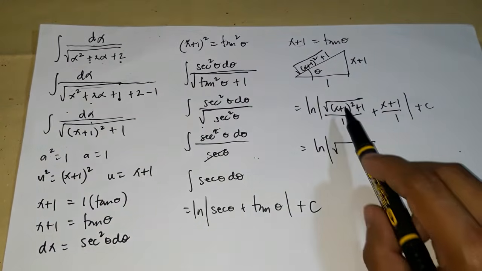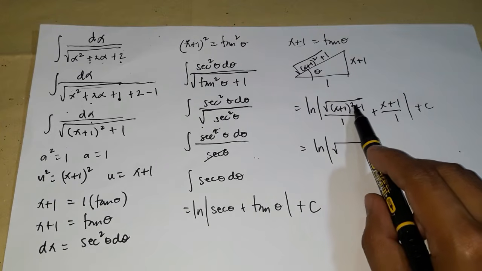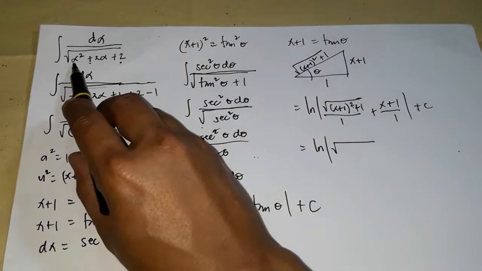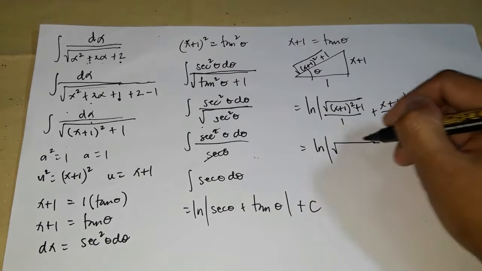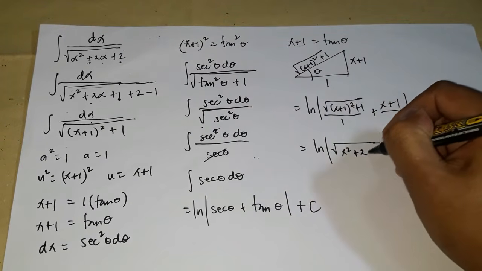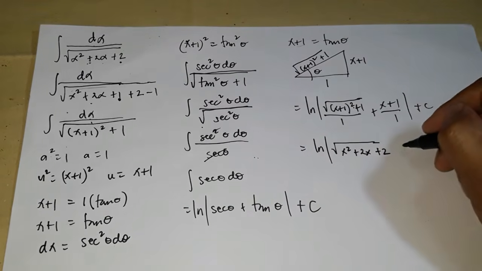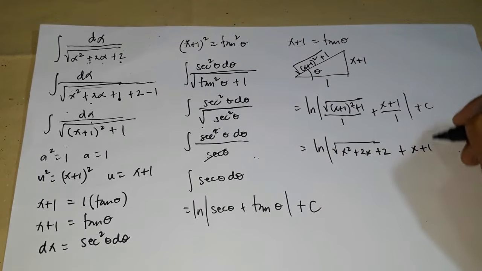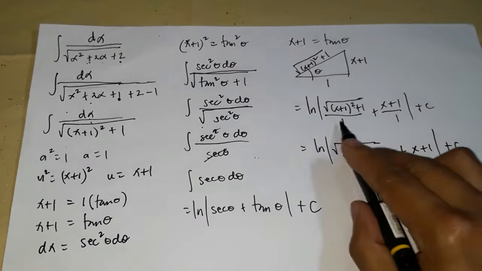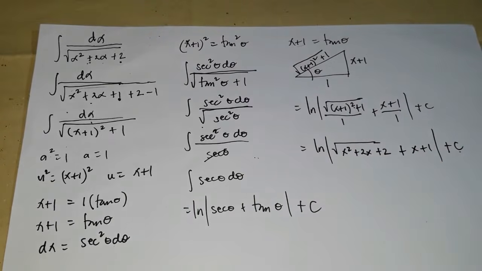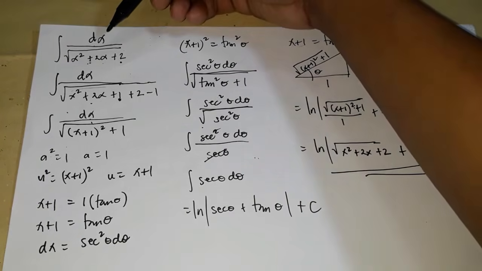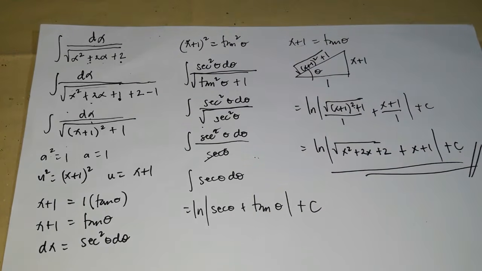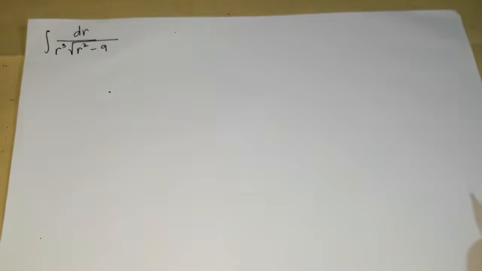Okay, once more. x plus 1 squared plus 1 is equal to x squared plus 2x plus 2. So you have the square root of x squared plus 2x plus 2, then plus x plus 1, plus c. And then you can just ignore this 1 in the denominator. So finally, we have this integral, which is equal to the integral of dx all over the square root of x squared plus 2x plus 2.